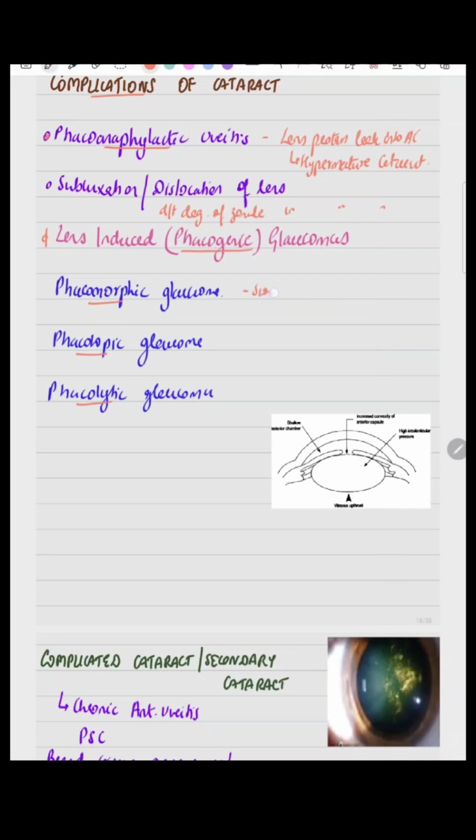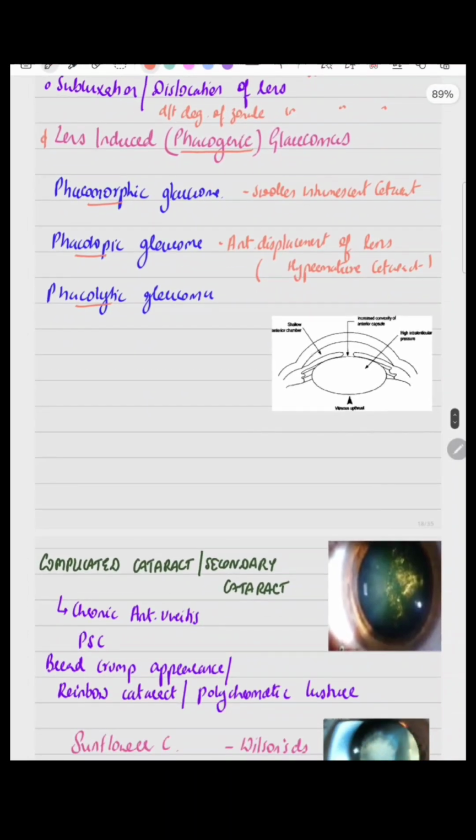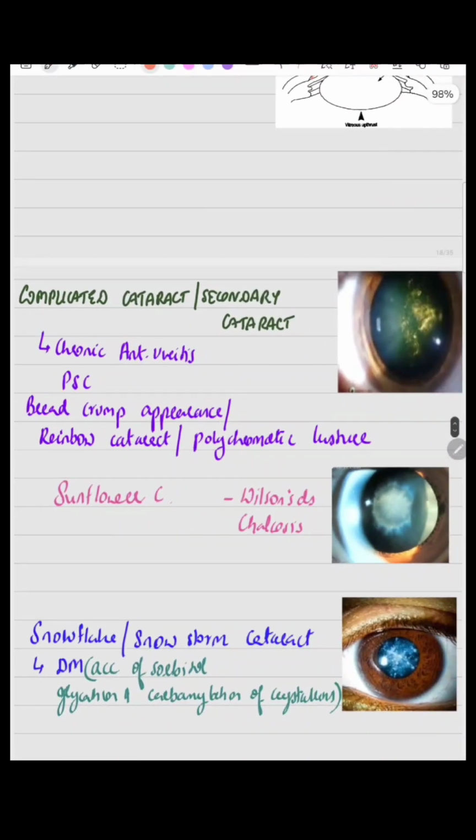Phacomorphic is a swollen intumescent lens, intumescent cataract. Phacotopic is anterior displacement of the lens. Hypermature cataract, or phacolytic, is due to the trabecular meshwork. Here the trabecular meshwork is clogged by lens protein, also seen in hypermature cataract. That is phacolytic glaucoma.